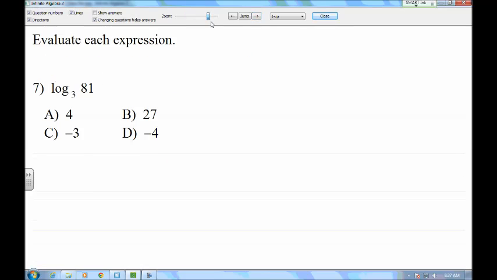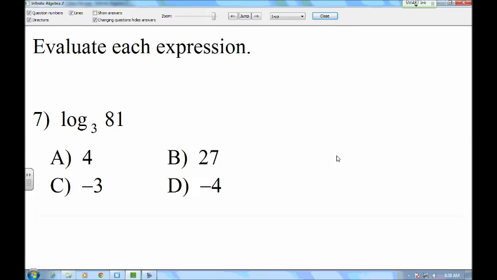Good. Evaluate the log. We've actually done one problem like this already today. Look at the base. Can we just plug this into our calculator? No. It's not base 10. So how do we fix that in order to type it in?